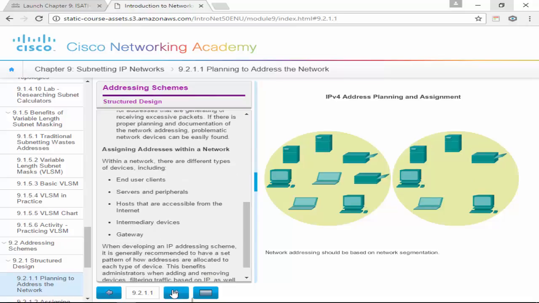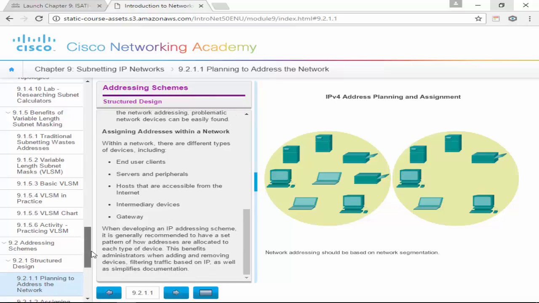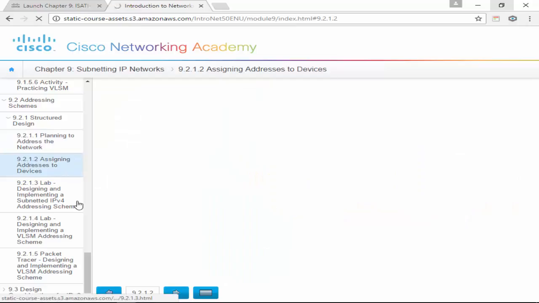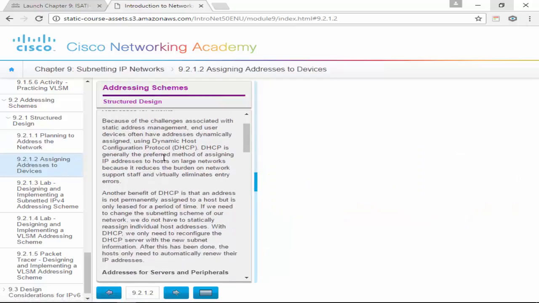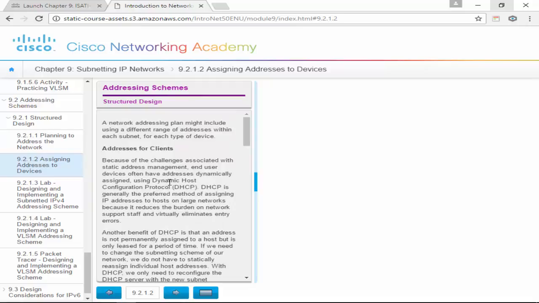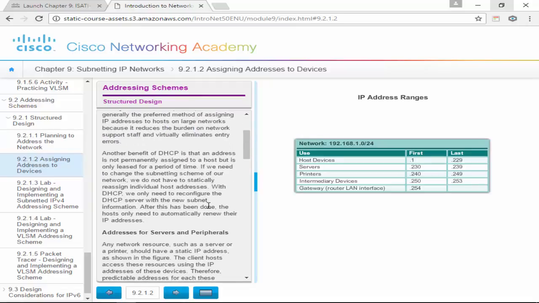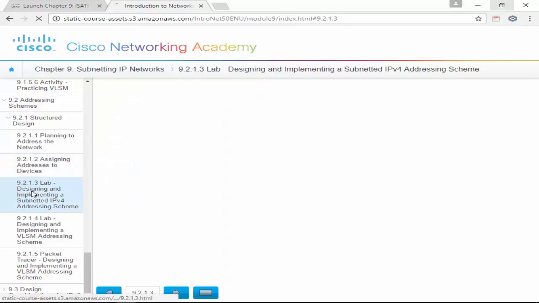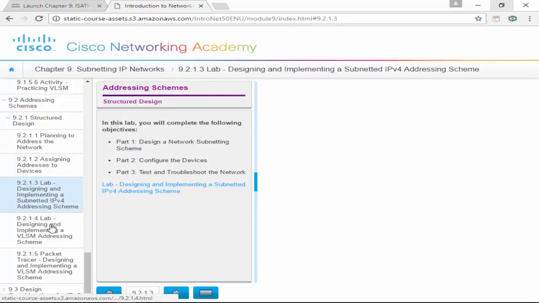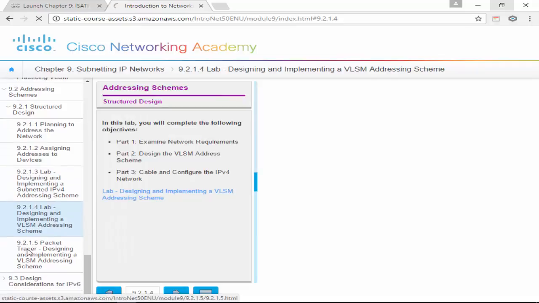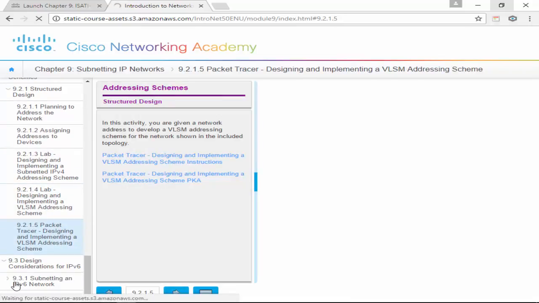Anyhow, what do we need IP addresses for? Clients, servers, peripherals, hosts that are accessible from the internet, intermediary devices, and gateways. Alright, so that's what we have to plan for. If you've never thought about that, hopefully you have. DHCP assigns IP addresses dynamically. So usually that's just for client devices. Then servers and devices, as I said, are going to be statically assigned.